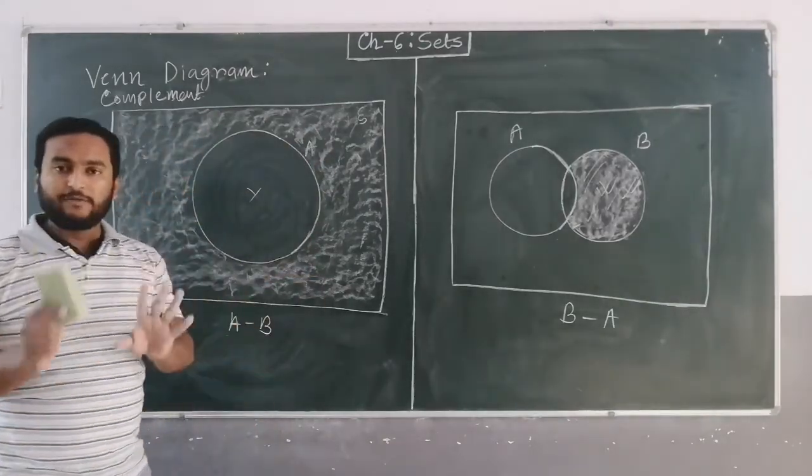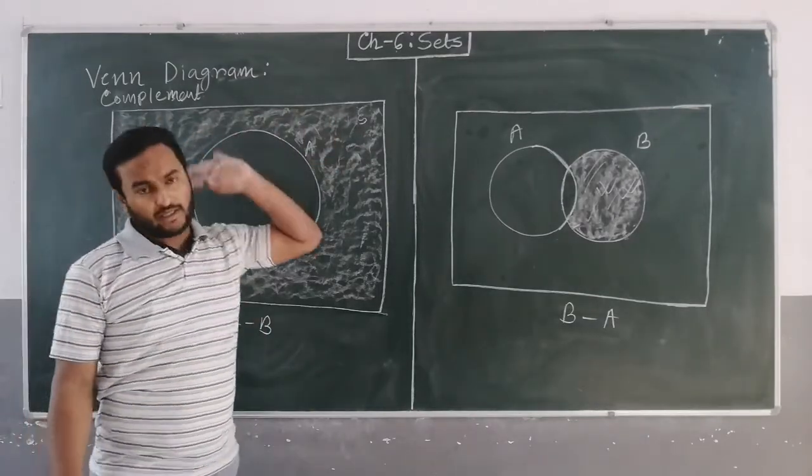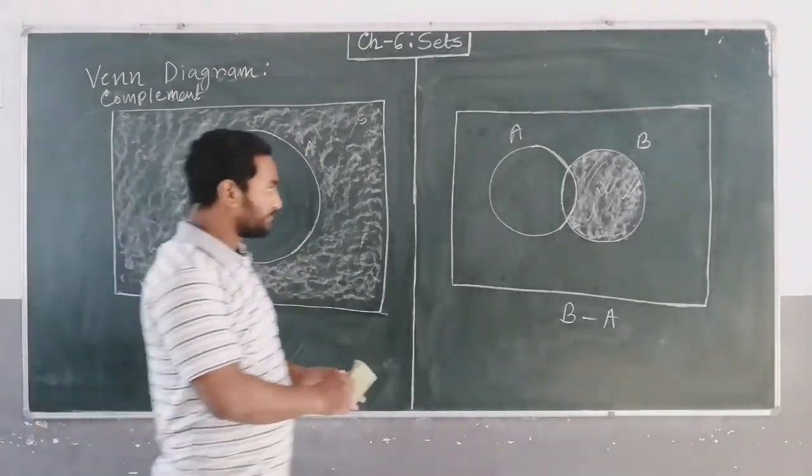Clear? So leaving the area of A, all the area that is present in the universal set will be A complement.